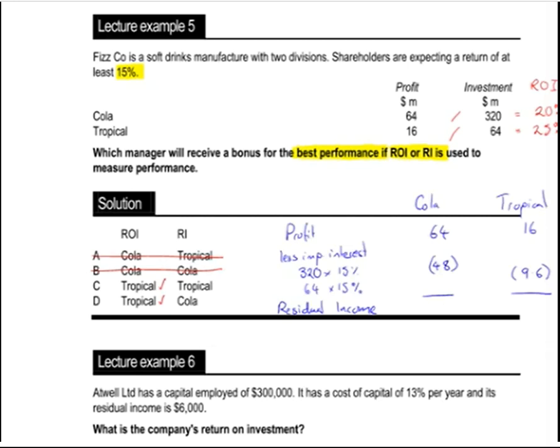So if we take those profit figures and deduct now an imputed interest charge, taking the investment and times it by the company's cost of capital of 15%, we can get to our residual income. So for Cola, we've got a residual income of 16 million, and for Tropical, a residual income of 6.4 million. So if we're looking at it in absolute terms, it looks like Cola has given the stronger performance, and so we'd expect Cola to receive the bonus, and select then answer D.